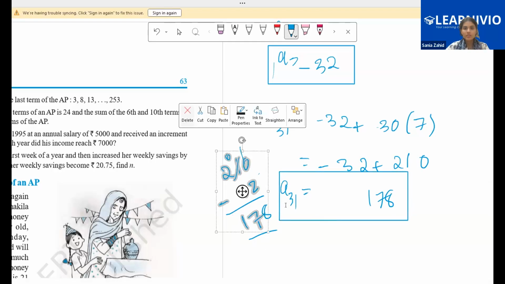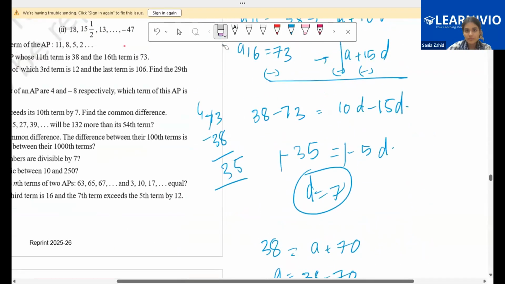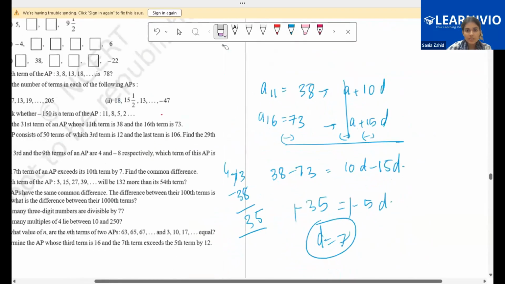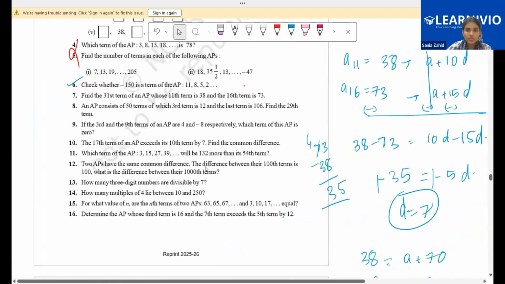Check. Just do it. Once read the question and try doing it on your own. If you get stuck anywhere, you can refer to the solution.